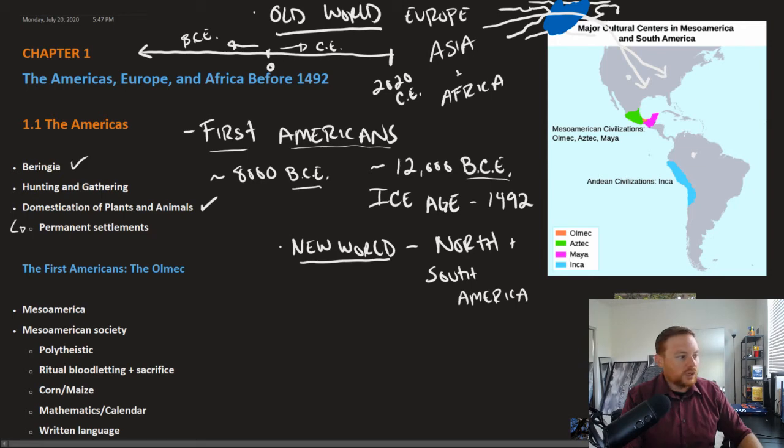So moving on. What about these first Americans? Well, we know that they had permanent settlements. They had advanced civilizations. Let's talk about some of these civilizations in particular.